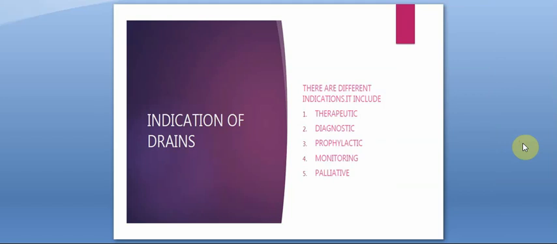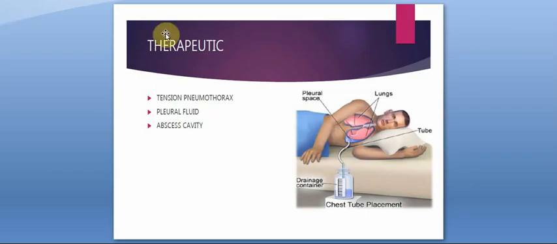We have got different indications. Already I have told about certain indications of drain. These are some other indications like for therapeutic purpose, diagnostic purpose, prophylactic, monitoring, palliative. Okay, we'll see each of it in detail. Therapeutic means for treatment. Now, if the patient was having tension pneumothorax, most of the time there can be accumulation of air in the pleural space. Okay, because of the pressure, air can be accumulated in the pleural space and it is a life threatening condition.